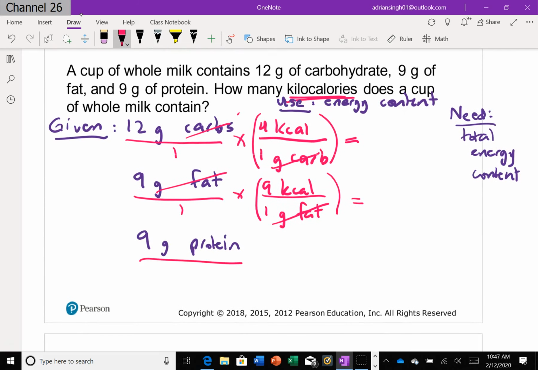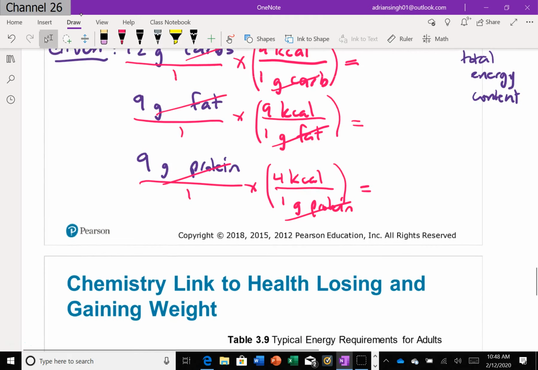And then for my protein, I do the same thing. I use the conversion factor for the protein. For every 1 gram, I have 4 kilocalories of energy. So I calculate the energy amount for each of the components, whatever these end up being. And then to get the total amount, what am I going to do? Just add them all together.